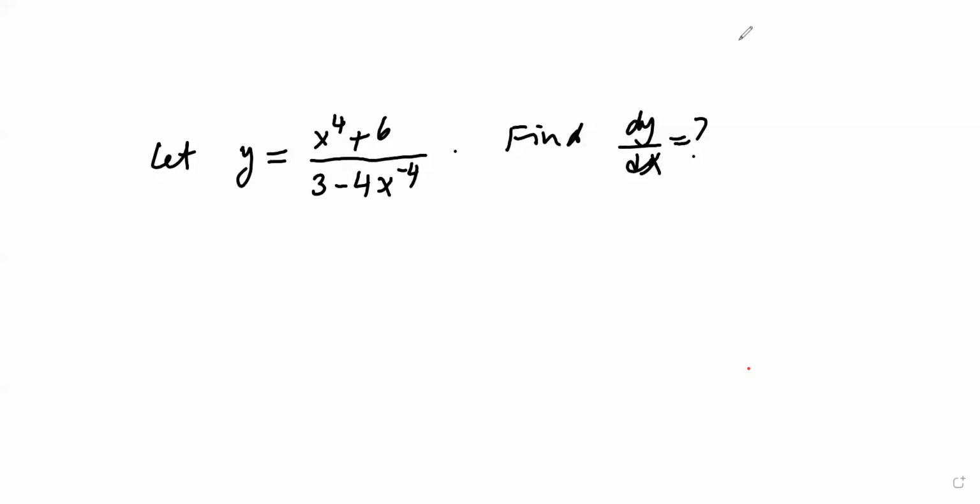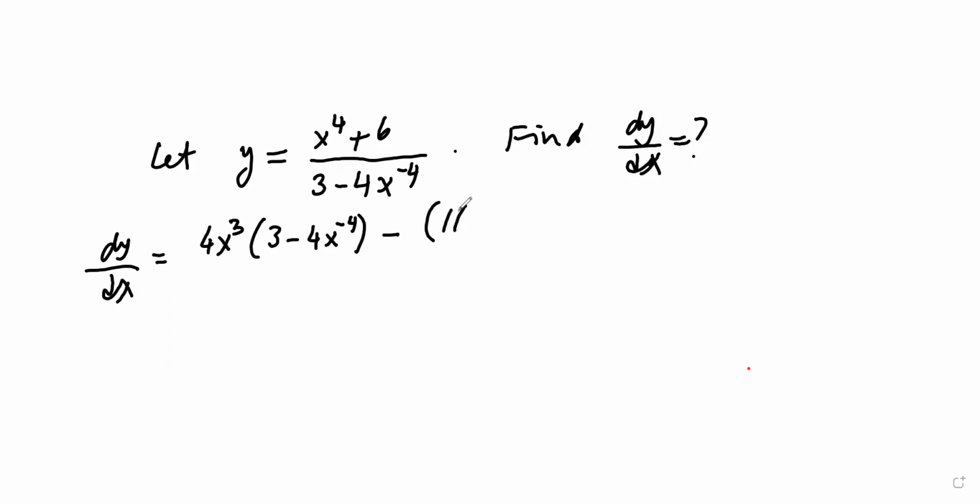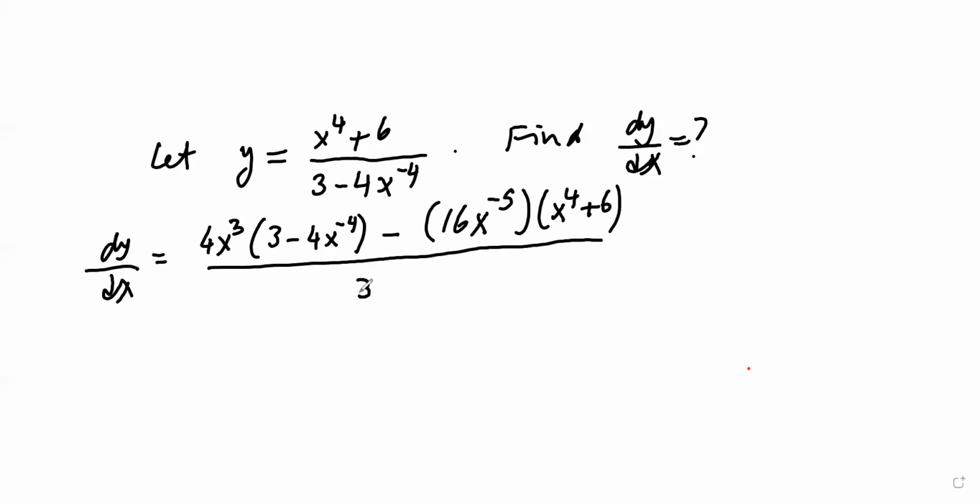Yeah, so to find the derivative of this function, we'll just use the quotient rule. Derivative of top, 4x cubed times the bottom, minus derivative of the bottom. The derivative of 3 is 0, so negative 4 times negative 4, that's positive 16. Subtract 1 from the power, that's negative 5 times the top, divided by square of the bottom.